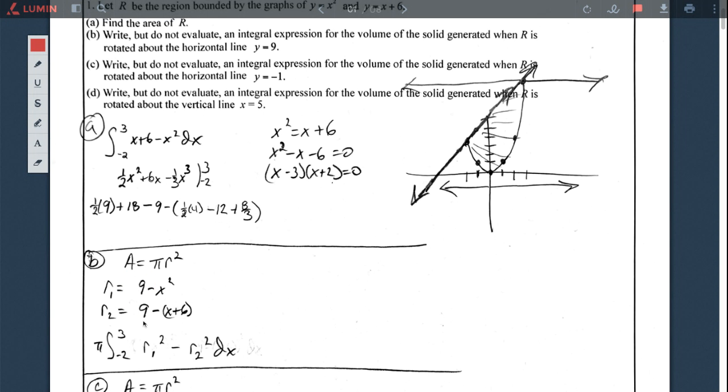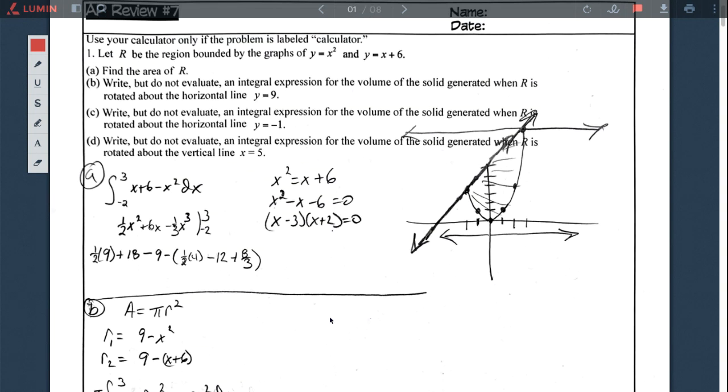on both R's. So for the first R, I need to know which one of the two functions is furthest away. There's the line, there's the parabola, so the parabola is obviously furthest away. So I need 9 minus the parabola, which means the other one needs to be 9 minus (x plus 6). We've got pi, and we've got r1 squared, r2 squared, going from -2 to 3.